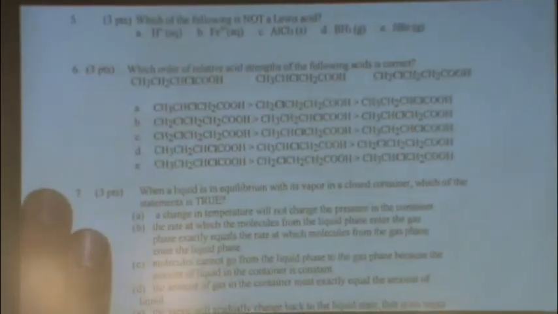Oh, cool. I thought we were done. Yes, Sam. 88. This one. Okay. Number 6 here.